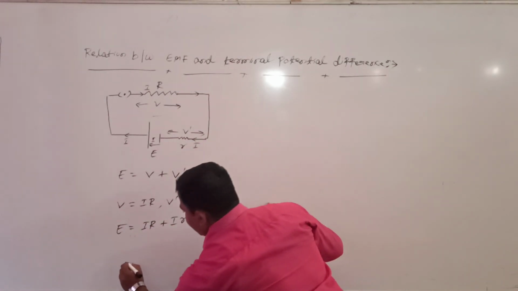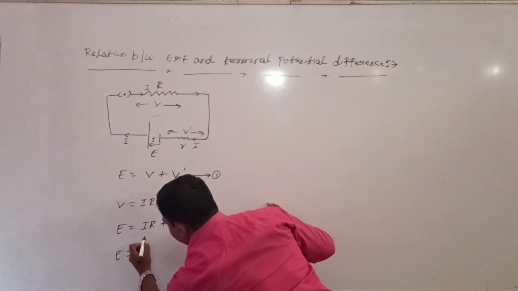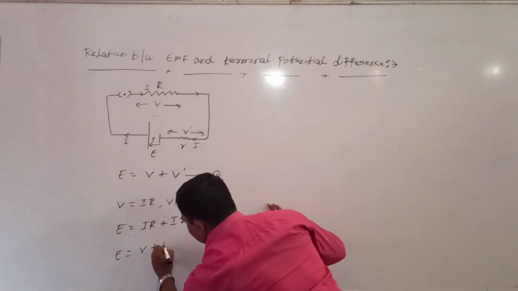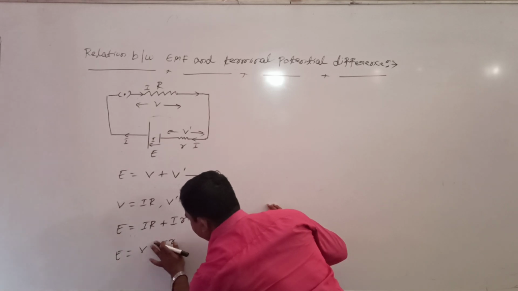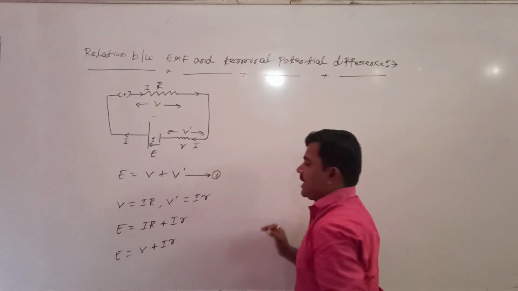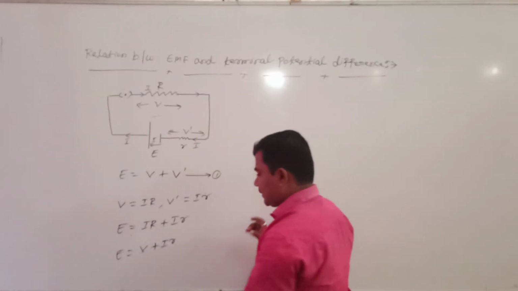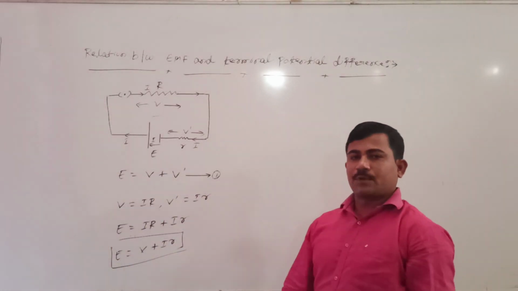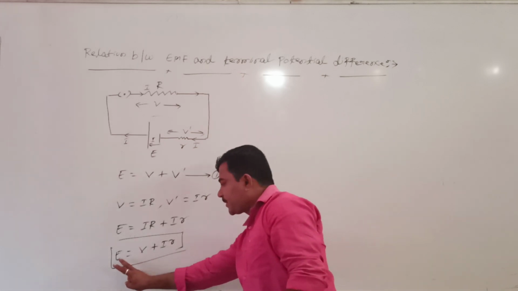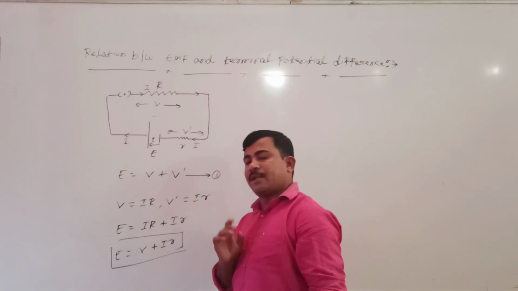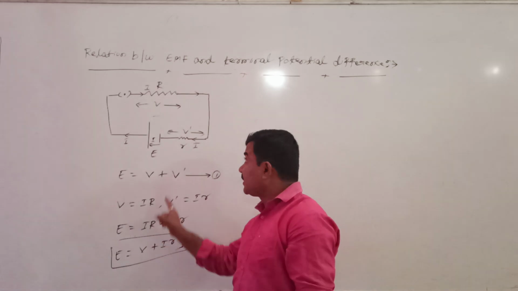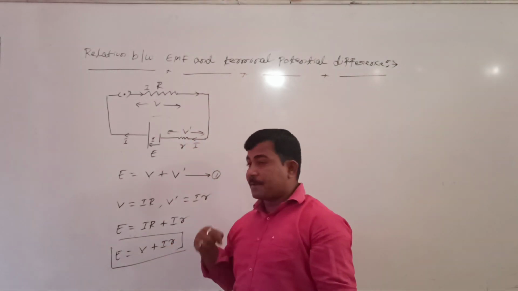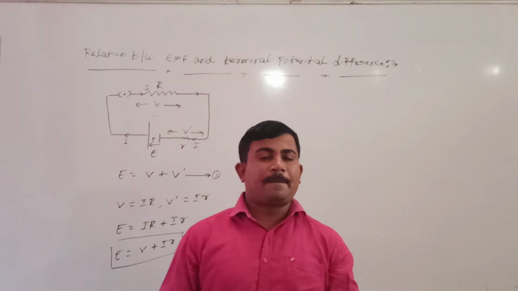See here, IR equal to V. Again, how to write this relation? It is E equal to V plus Ir. Students, this is important. From this equation, what can we conclude? E represents EMF, V represents terminal potential difference, I represents current in the cell, and small r represents internal resistance of the cell.